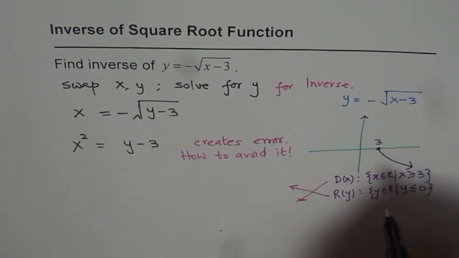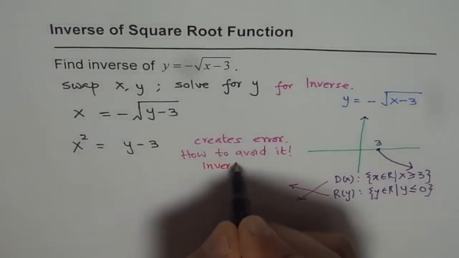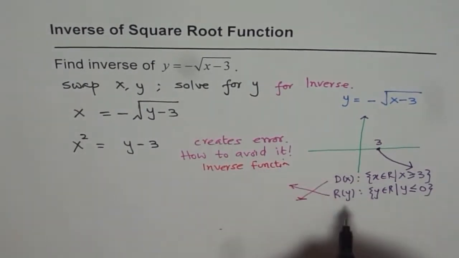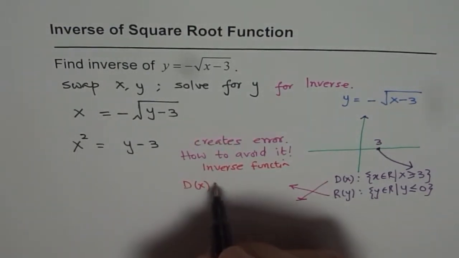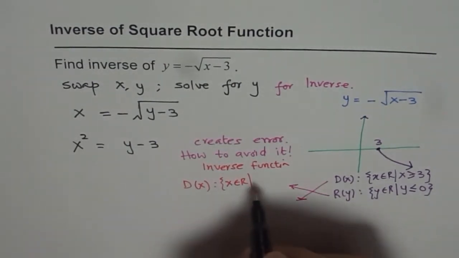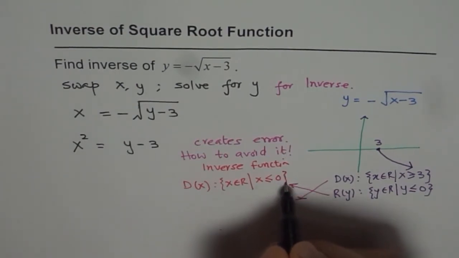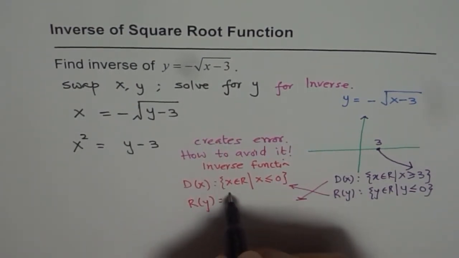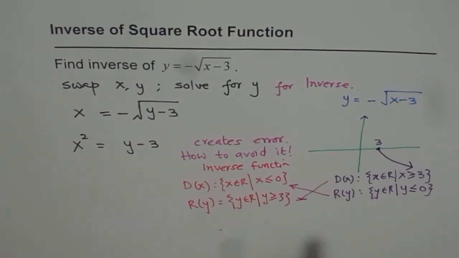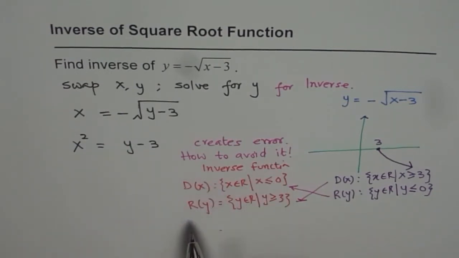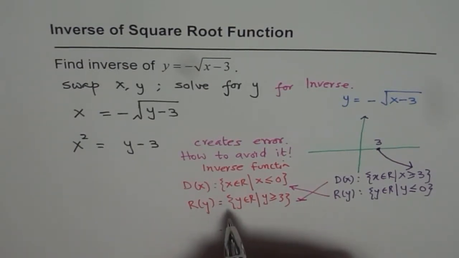So for the inverse function, the domain and range should flip. What we are expecting here is that the domain of the inverse should be x belongs to real numbers where x is less than or equal to 0, and the range is y belongs to real numbers where y is greater than or equal to 3. That is what happens to domain and range when you find the inverse of a function. This helps to avoid the error. So how to avoid the error is to consider domain and range. Do you understand?